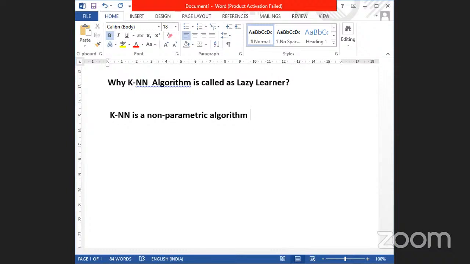So KNN is a non-parametric algorithm, which means it does not make any assumption on the underlying data.